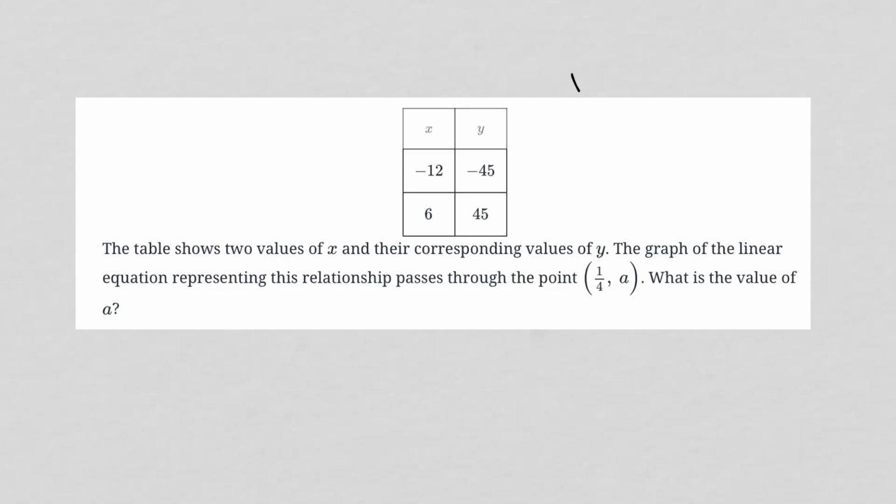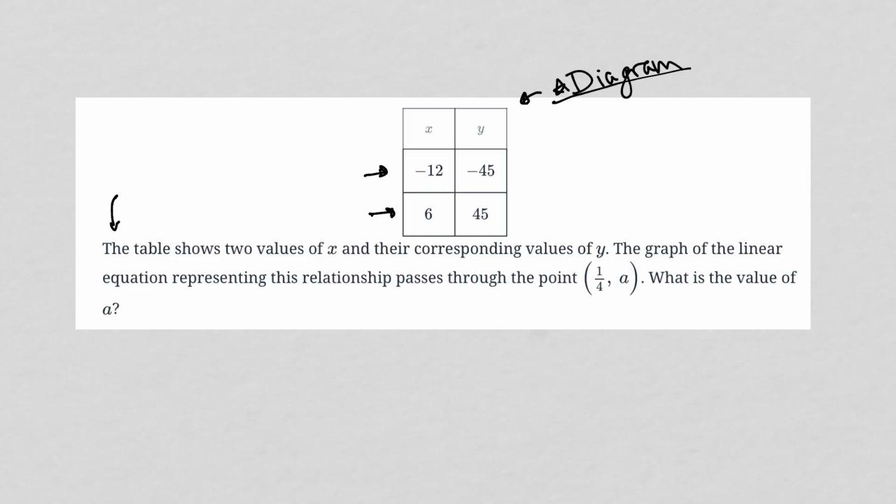So this question is a diagram question. At first glance, at least, I call it a diagram question because we have this table provided here, and any question that I see that provides some visual input, I'm going to call a diagram question. So we have this XY table, where we have this first row where X is negative 12 and Y is negative 45. And then we have X is 6 and Y is positive 45.